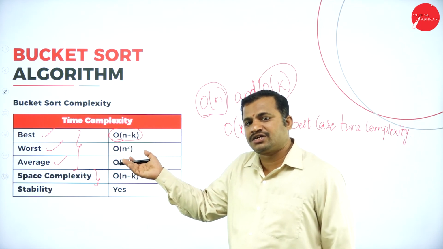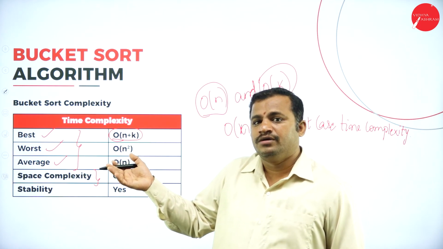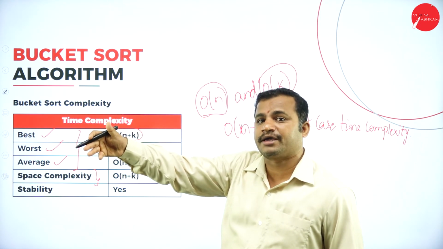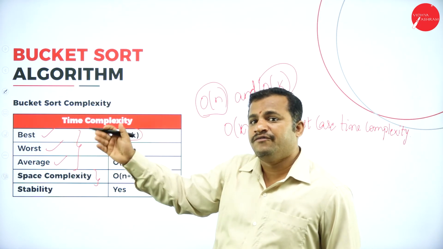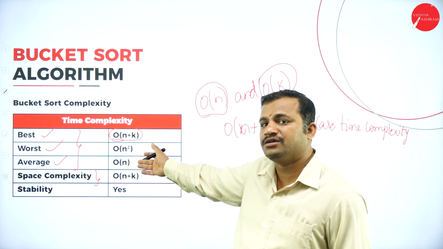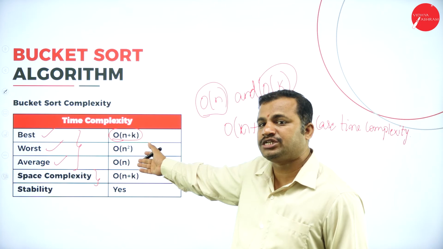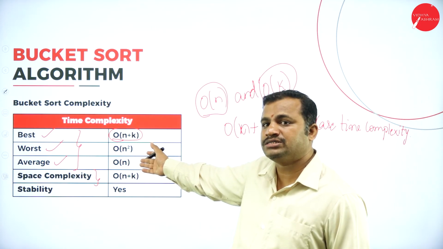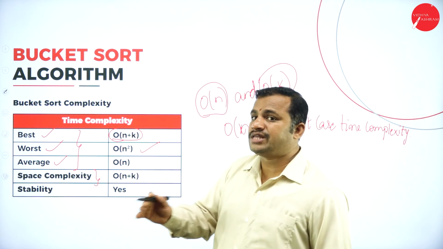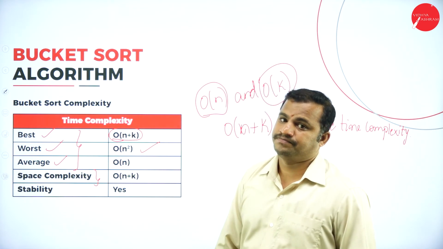So the worst case time complexity of the bucket sort depends on the sorting technique we employ within each of the buckets. If that is the case, we have used bubble sort here or quick sort here. So the worst case time complexity of bucket sort is big O of n square. Obviously, this is big O of n square. Then what is the average case time complexity?